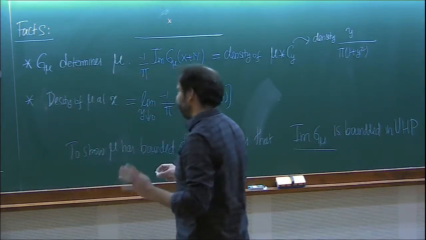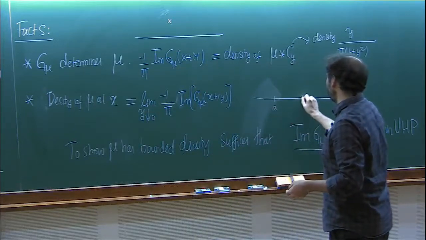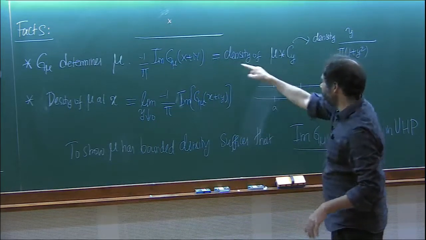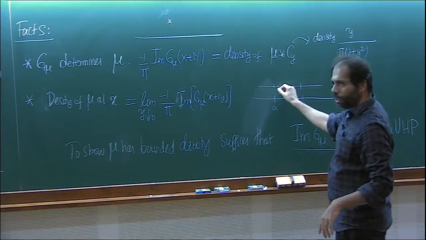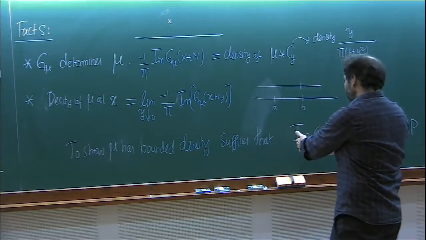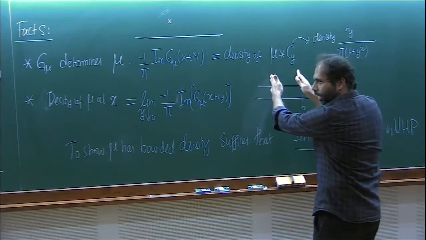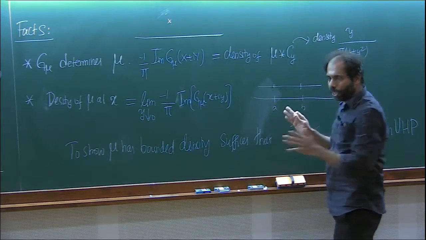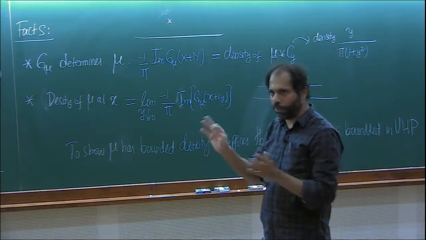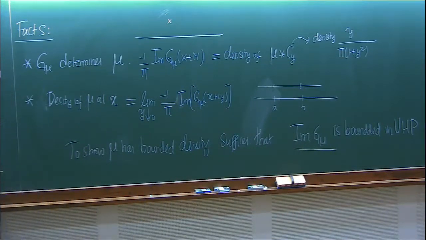If you want to know the measure of an interval AB, instead of talking about densities, if you integrate G mu of x plus i times epsilon over A to B, you will get the measure of this. So if you show that this is bounded by some constant, it will be bounded by a constant times the length, and that limit will be mu of this. So mu of any interval will be bounded by a constant times the length of the interval. That implies that it has bounded density.